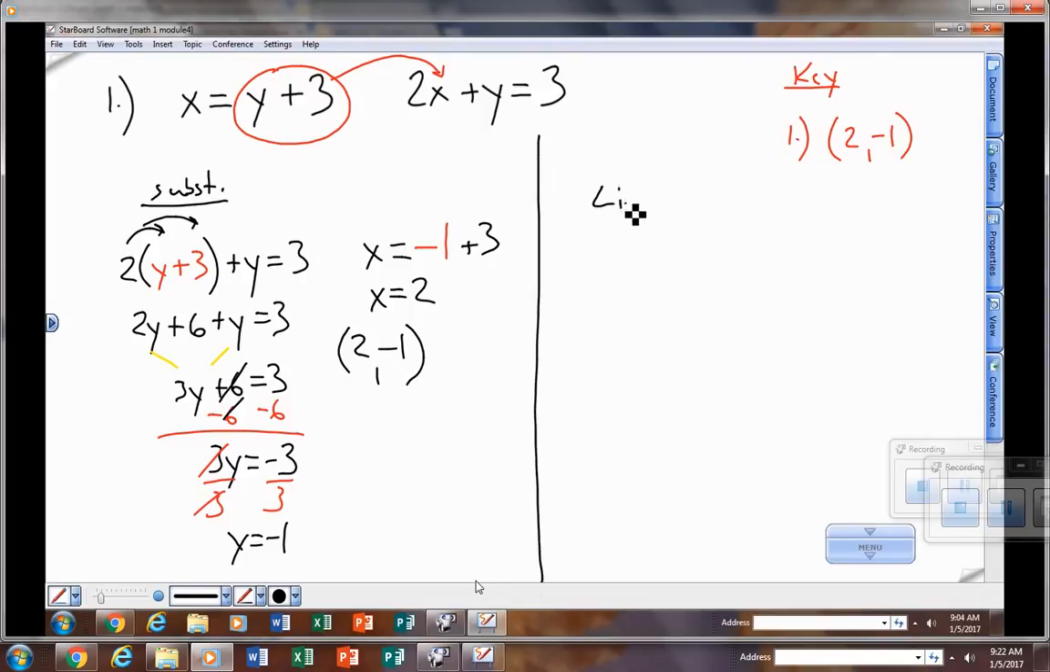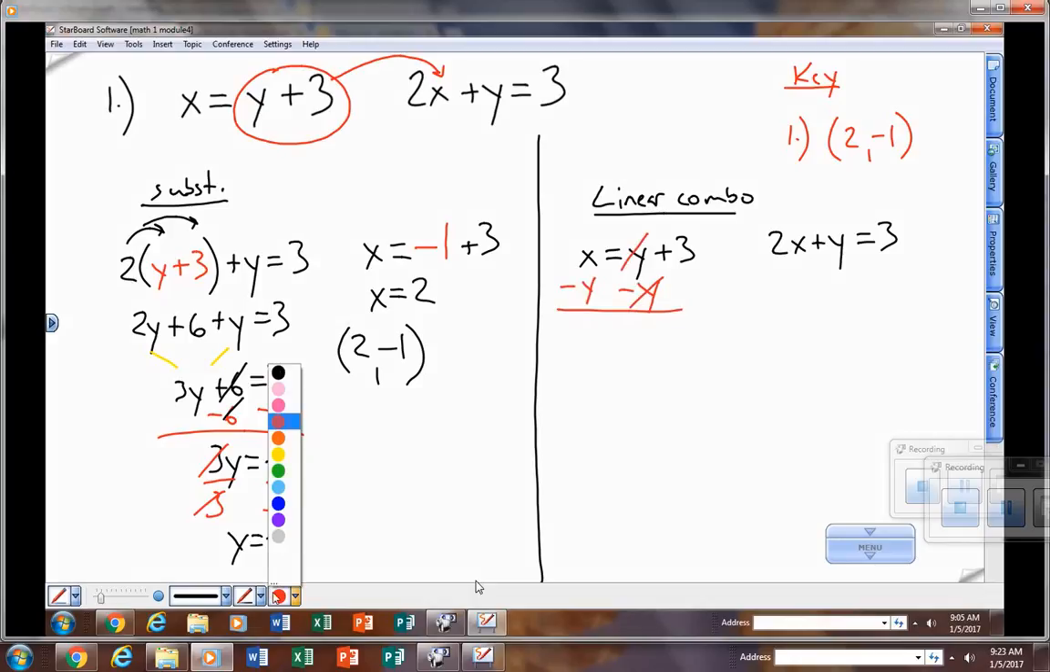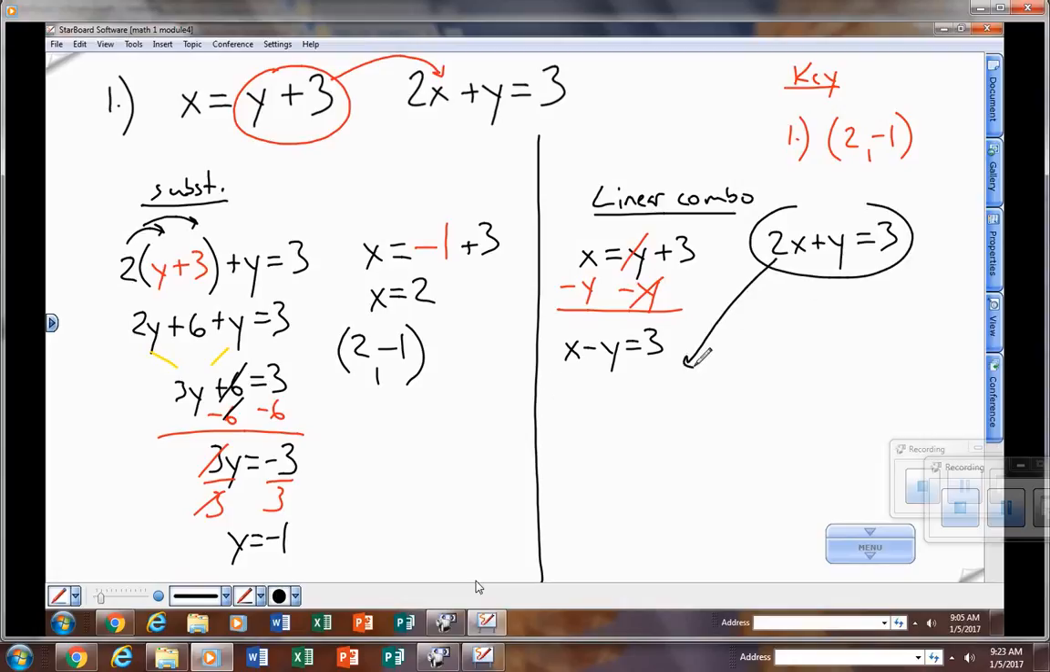Linear combo method will give me the same answer, but I got to stack them on top of each other. For this problem, I need to take that first equation and do one simple step to it to get it ready to stack. So I take that equation and subtract y on both sides. Gives me x minus y equals 3. And now they're ready to stack. I take my second equation, I write it right underneath that first one after I've changed it. So 2x plus y equals 3.